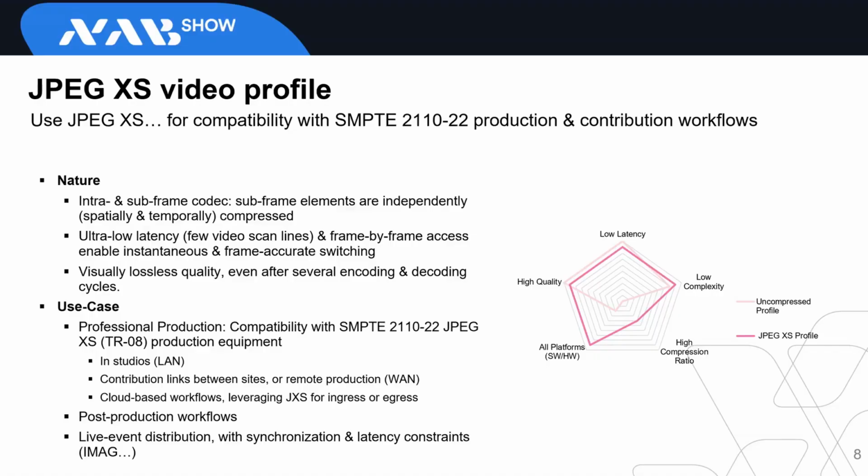The second profile, the JPEG XS profile, is great if you want to have that uncompressed quality, but where you don't have the available bandwidth. So it's really designed to replace the uncompressed video profile in those bandwidth constrained use cases. And of course, you still maintain the frame-by-frame access that the uncompressed video profile offers. So it's great if you've got mixed storage and live video use cases. And it's also visually lossless, even after several encoding or decoding cycles.